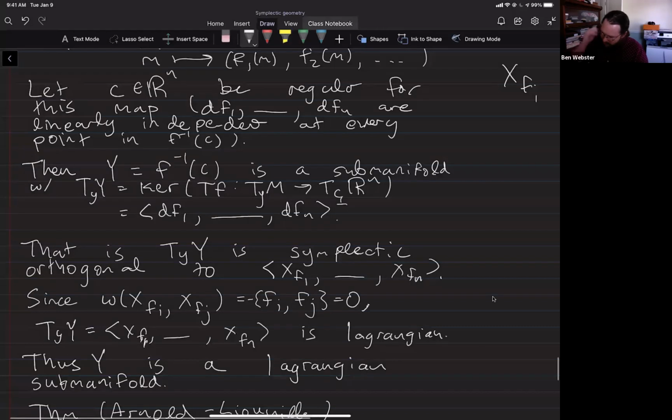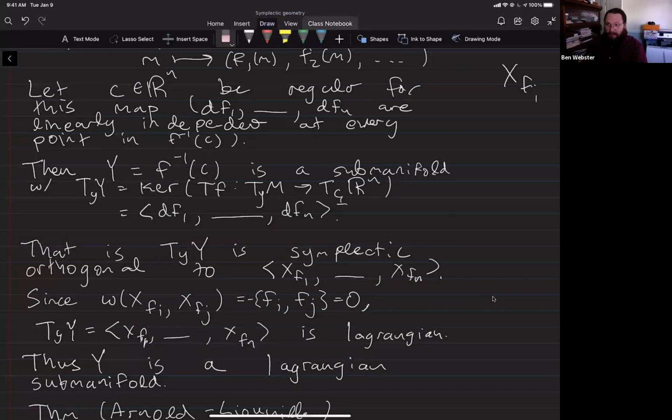If you think about what this means in terms of Hamiltonian vector fields, the tangent space to the fiber is the symplectic orthogonal to the span of the Hamiltonian vector fields, because the symplectic inner product of these Hamiltonian vector fields I can interpret as a Poisson bracket, so it's 0. These Hamiltonian vector fields span a Lagrangian subspace, and for dimension reasons that has to be the tangent space to this fiber. So this is a beautiful thing about completely integrable systems.